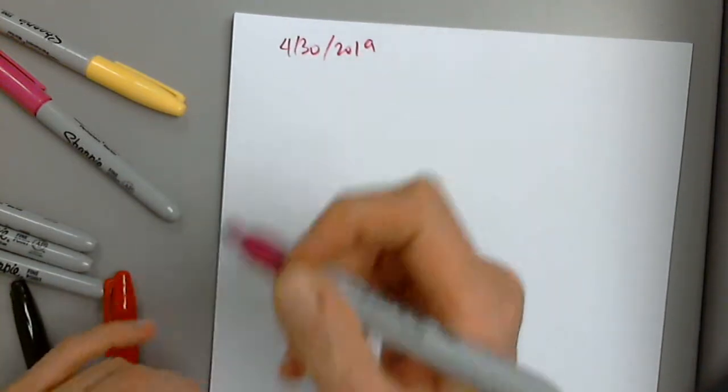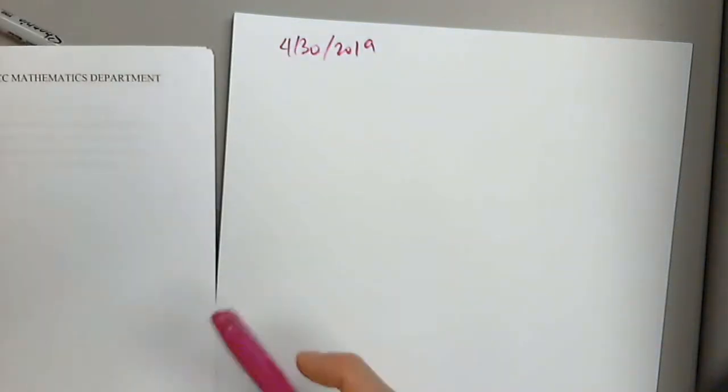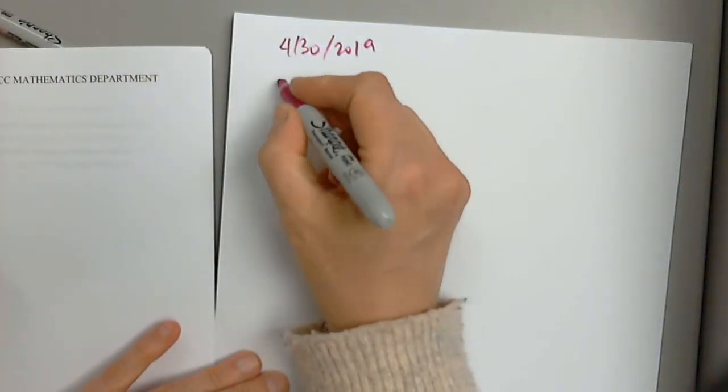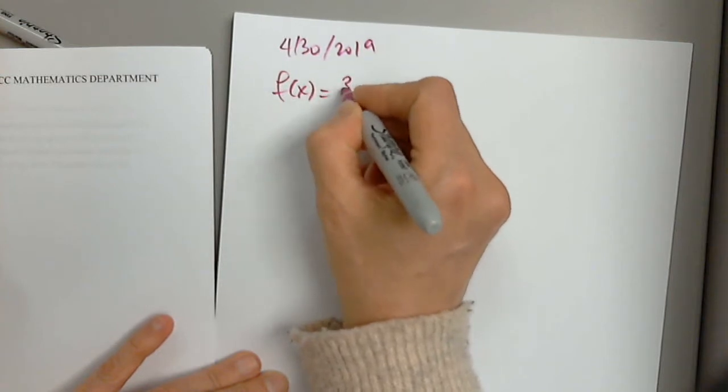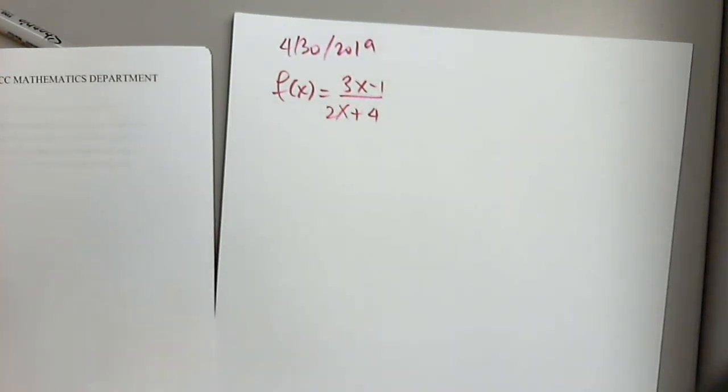4:30, okay, I'm ready. So are we continuing then with number three? So we have f of x equals 3x minus 1 over 2x plus 4. Let's take a minute and work on this. We have to apply the quotient rule. Good. So let's apply the quotient rule for 1 minute and then see what we get.